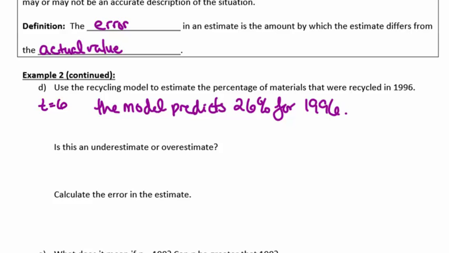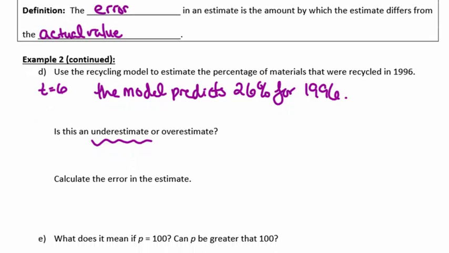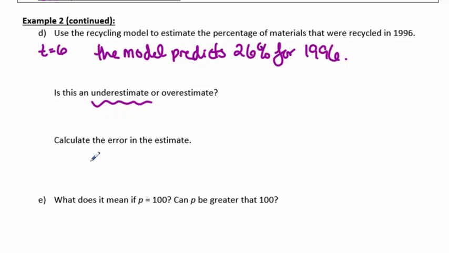Is this an underestimate or an overestimate? This is an underestimate because it is a value that is lower than the value that we know is correct by the data. Calculate the error in the estimate. The error in the estimate is the correct answer minus the predicted answer. So the error is 1% difference.